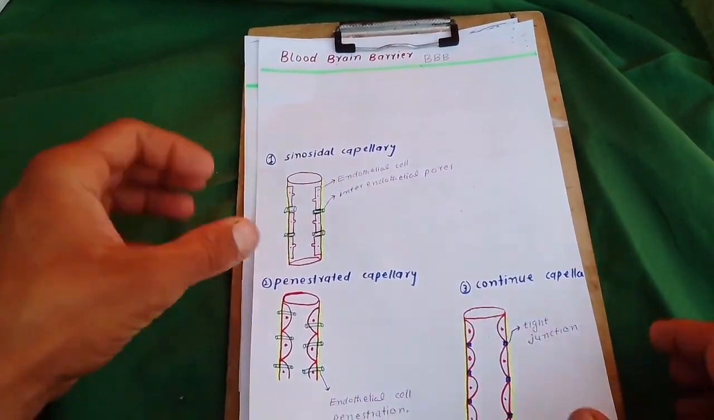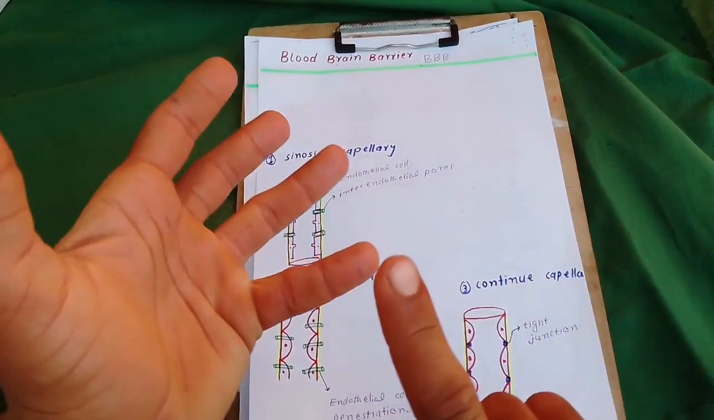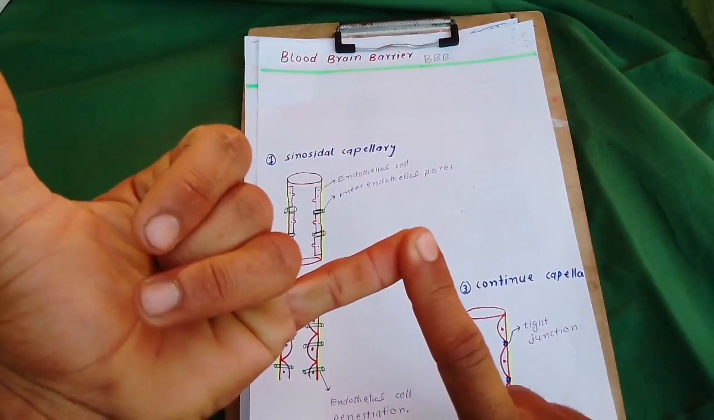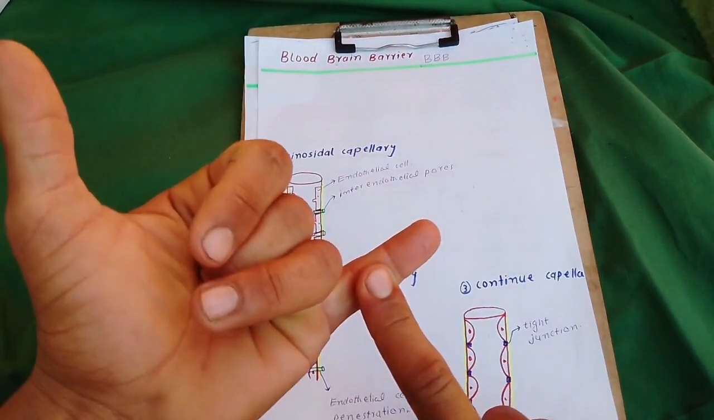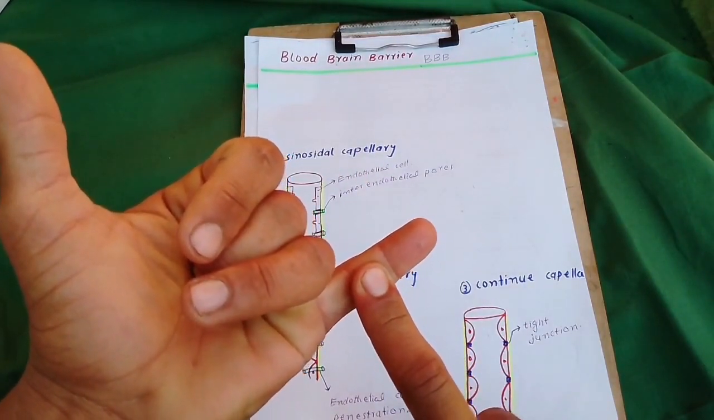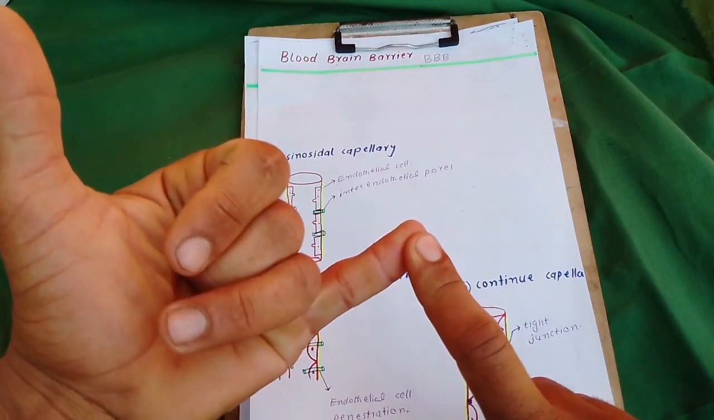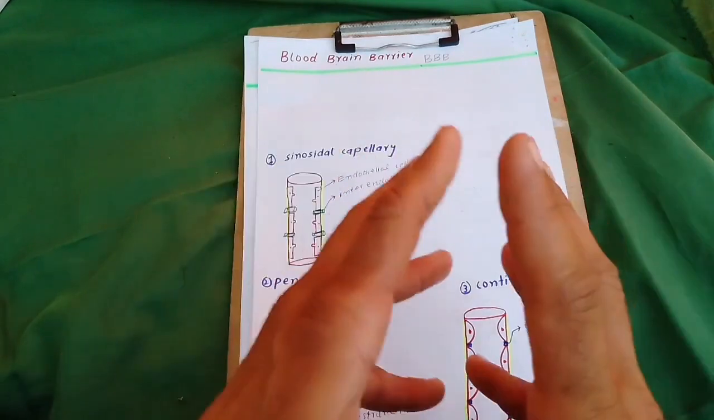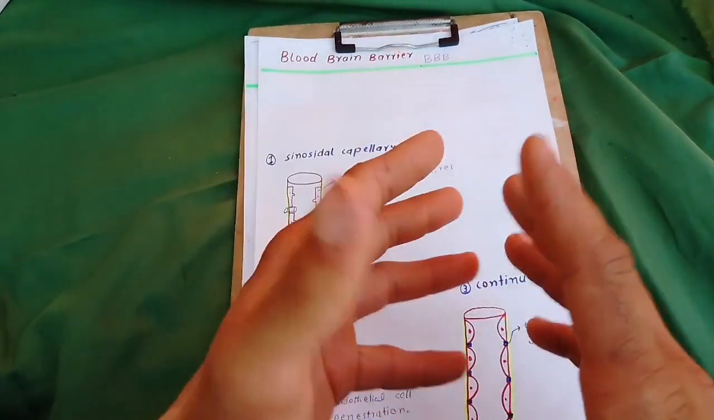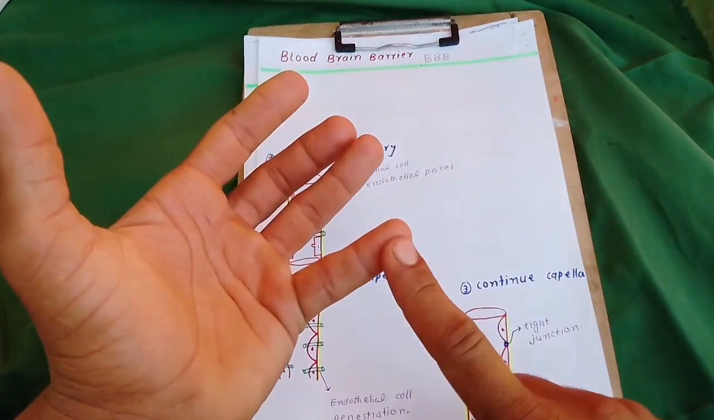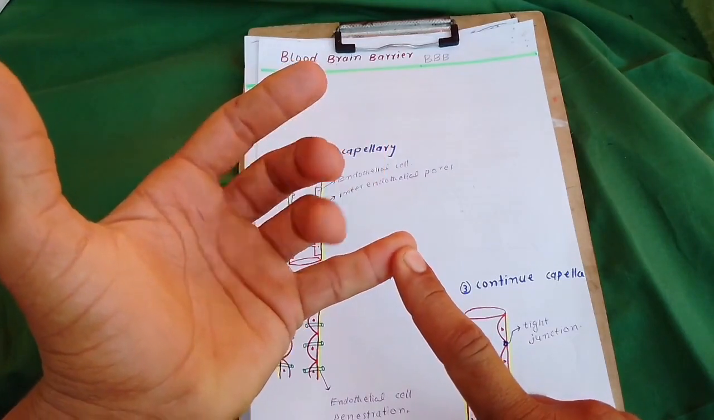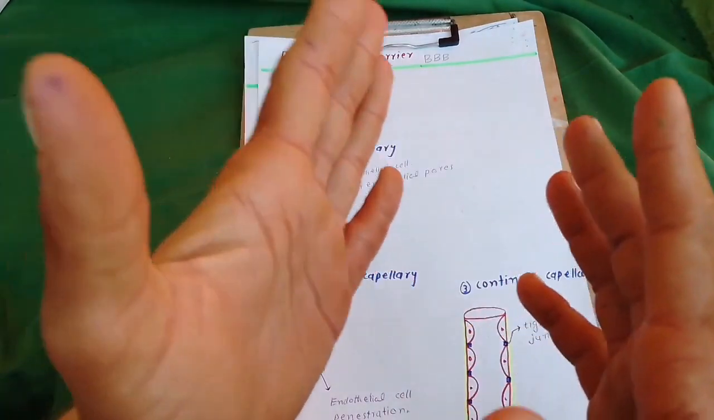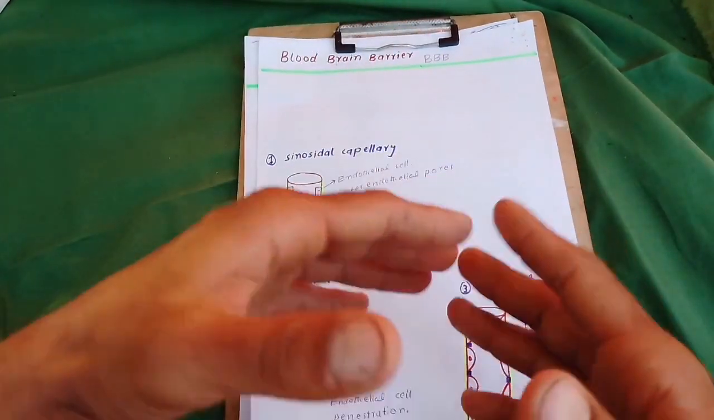Today we are going to talk about the blood-brain barrier. What is the blood-brain barrier? The blood-brain barrier is a barrier between the tissue space of the nervous system and the capillary. This is a neuroprotective technique of the nervous system because it prevents the entry of pathogens, toxins, viruses, and bacteria from the blood capillary to the nervous tissue.